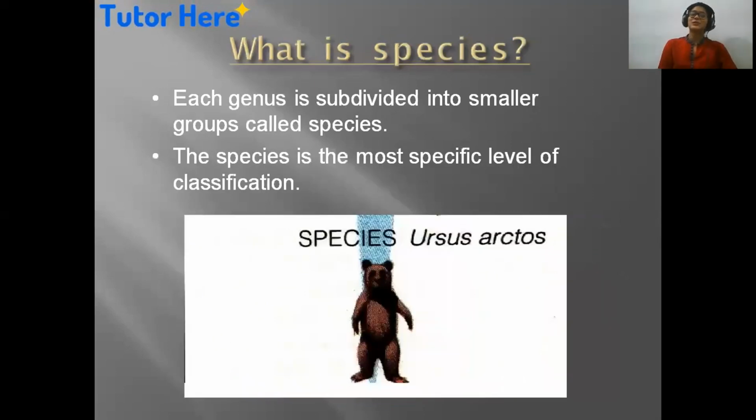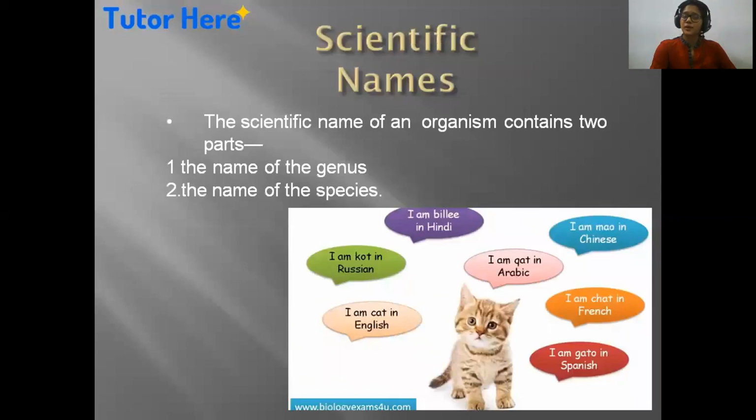And the final one, what are species? Each genus is subdivided into smaller groups, which are called species. The species is the most specific level of classification. For example, Ursus arctos, which is the scientific name for a bear. So now we come to the second type of taxonomical classification, which is nomenclature, otherwise called scientific names. A scientific name of an organism contains two parts, that is genus and species.